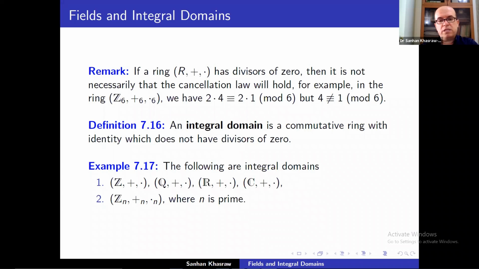So the following are integral domains. Z, Q, R, C have no divisors of 0 and they are commutative with identity, so they are integral domains. As I said before, Zn, where n is prime, is again an integral domain. If n is not prime, like in the example above, Zn will have divisors of 0. Where n is prime, there will be no divisors of 0.